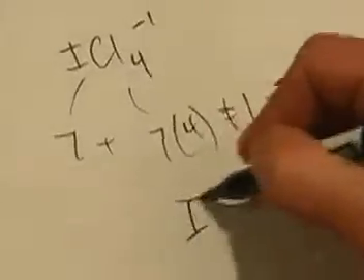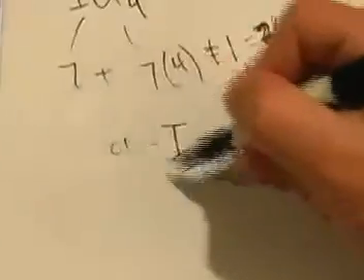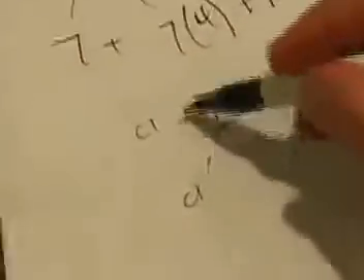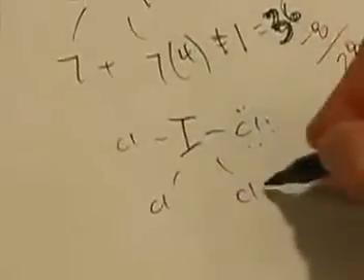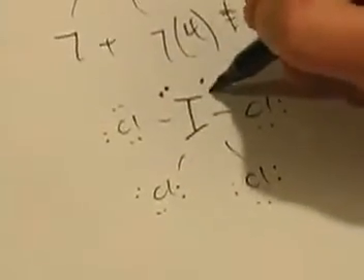Now put the iodine in the middle because it's the least electronegative. Bond the chlorines around it, 1, 2, 3, 4. It uses up 2, 4, 6, 8 electrons. 36 minus 8 leaves me with 28 electrons. Go ahead and fill the octets of the chlorines. 2, 4, 6 on each, so 4 times 6 is 24. 28 minus 24 is 4 electrons left, 2 pairs. Put them on the central atom.